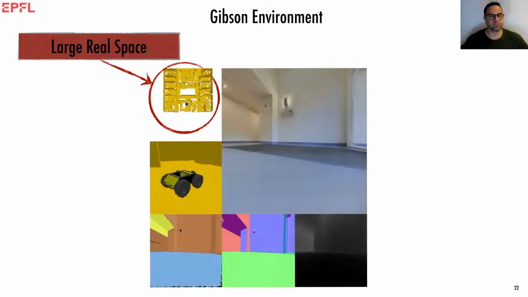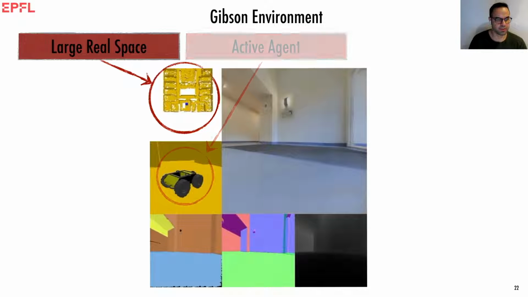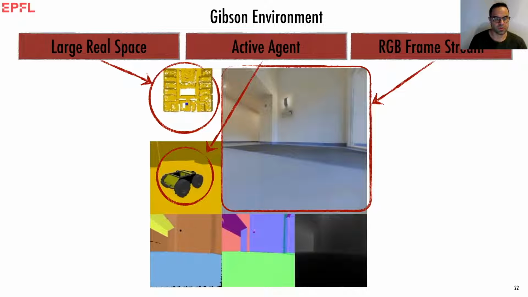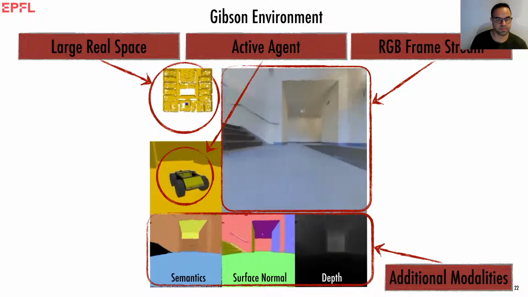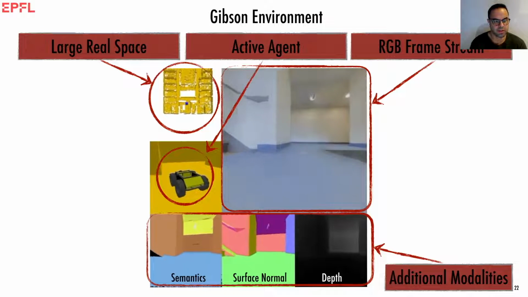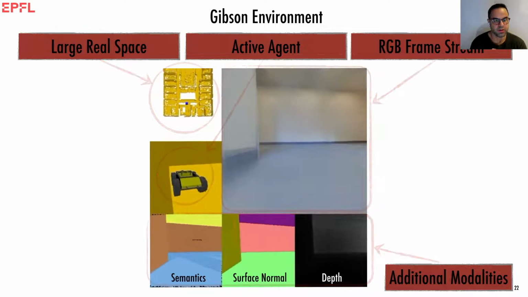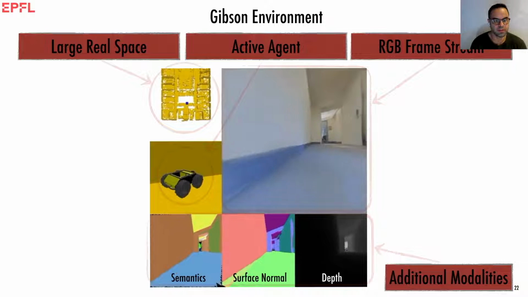There's a real, larger space, usually big buildings, whatever the scale of the building is, but the whole building is usually a scan. And there's a virtual robotic agent in it. And this robot receives a stream of RGB frames as if it had an onboard camera in that real building, and some additional modalities. So here you can see that this Husky construction robot is moving around in this building and it's hitting the wall.